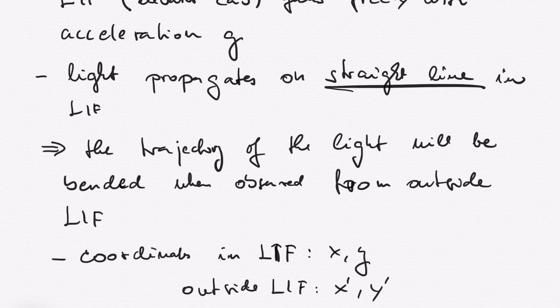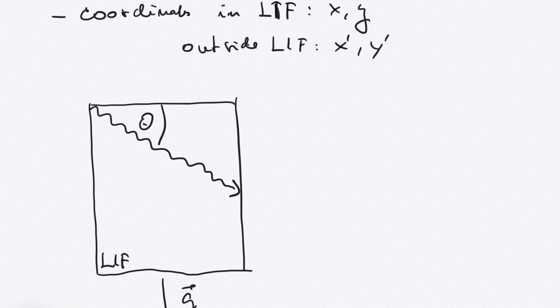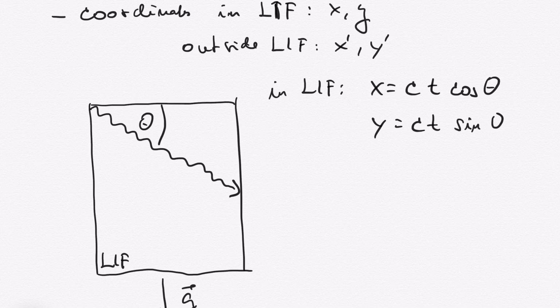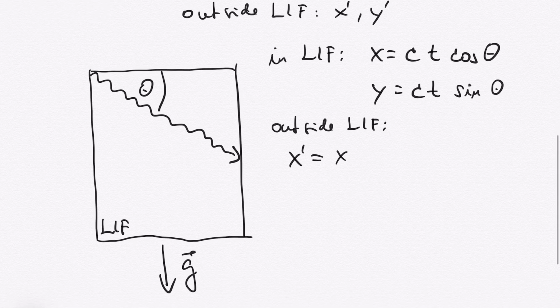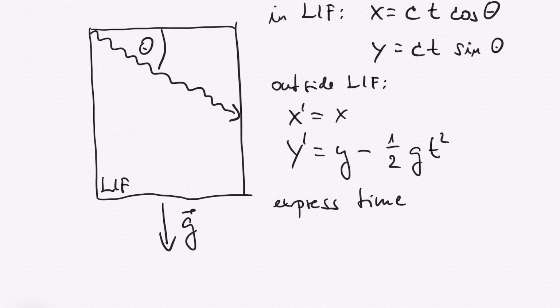We introduce coordinates in the local inertial frame which will be unprimed, and primed coordinates are global. This is the sketch. The light goes straight, and in the local inertial frame, this is the description of the motion. x grows with time like this, y grows with time like c t sin theta. Outside of the local inertial frame, x is the same, and y, which is vertical, is changed, and there is this second term, 1/2 g t squared.